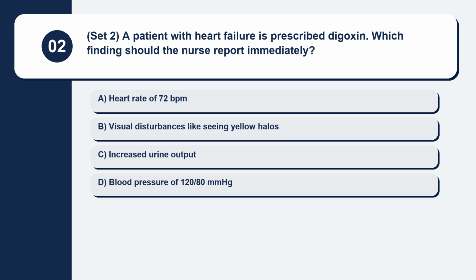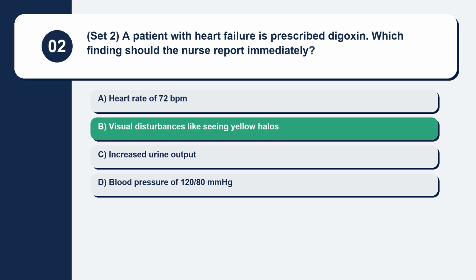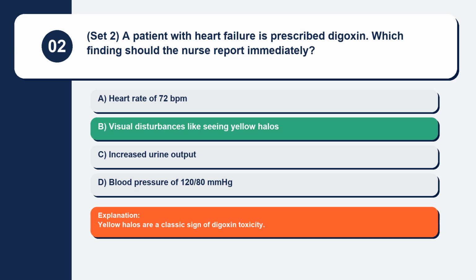Question 2. Set 2. A patient with heart failure is prescribed digoxin. Which finding should the nurse report immediately? Heart rate of 72 bpm. Visual disturbances like seeing yellow halos. Increased urine output. Blood pressure of 120/80 mmHg. Yellow halos are a classic sign of digoxin toxicity.